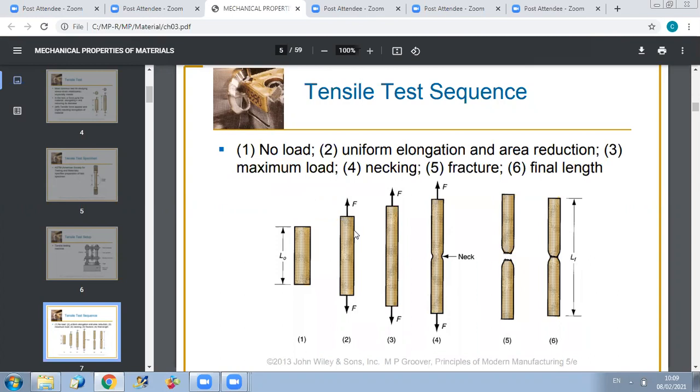And under the effect of the force increase, the length of the specimen will also increase. Now for the first part, as you can see here, the elongation is uniform. This means that the cross-sectional area of the specimen remains constant. This is the case here, and also here, until reaching a certain stage where we will have no more uniform cross-sectional area. This is the starting of the necking part.